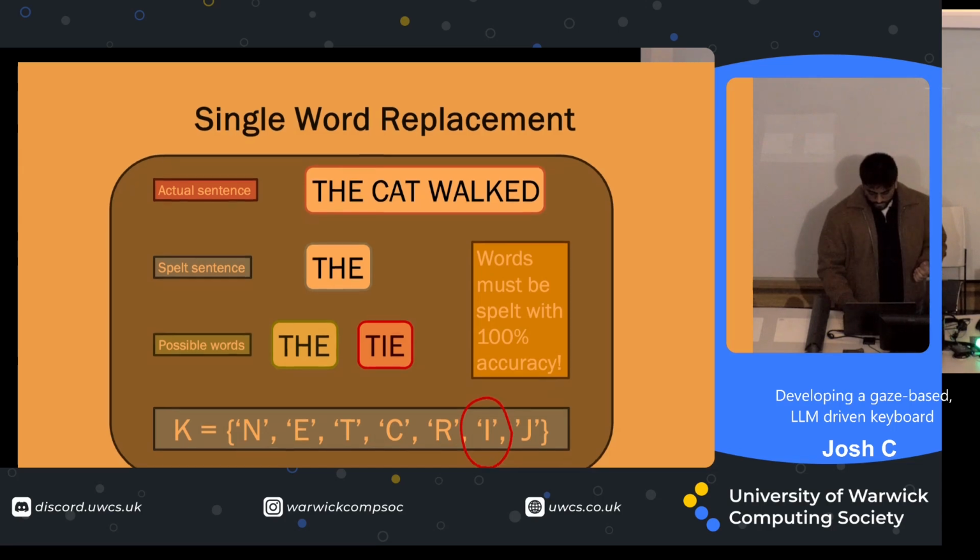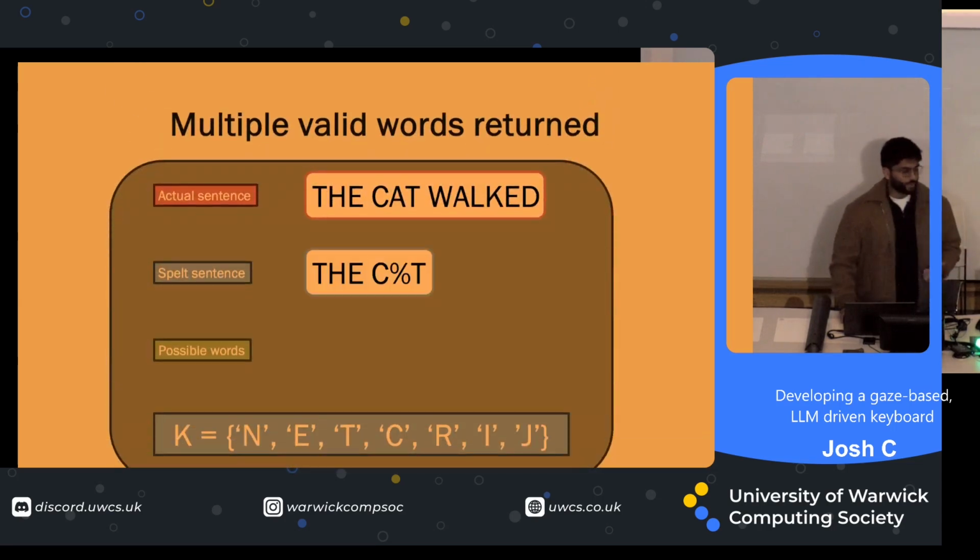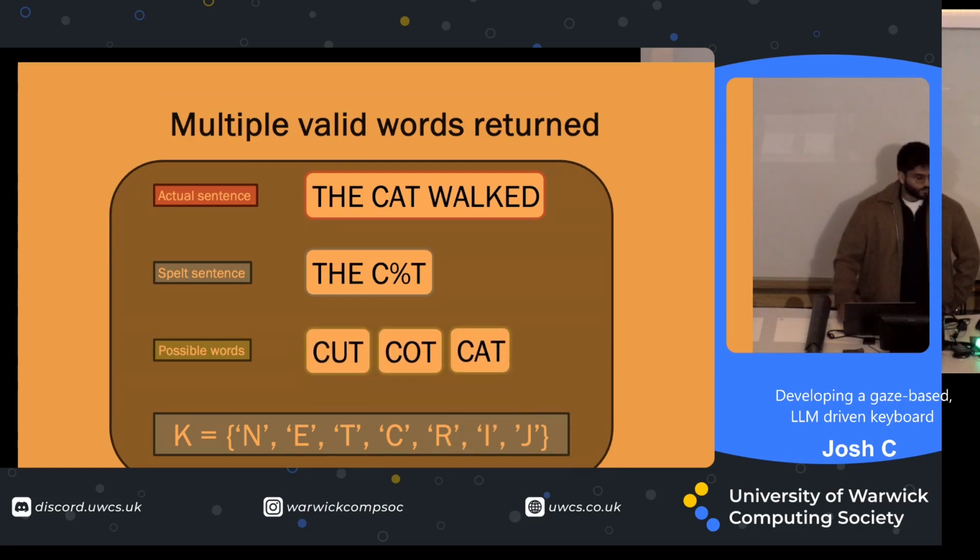What about a different case where you have multiple valid word returns? So you're typing the cat. C percentage sign T, you have things like cut, cot, and cat. These are all valid matches. Now, this creates a bit of a problem.